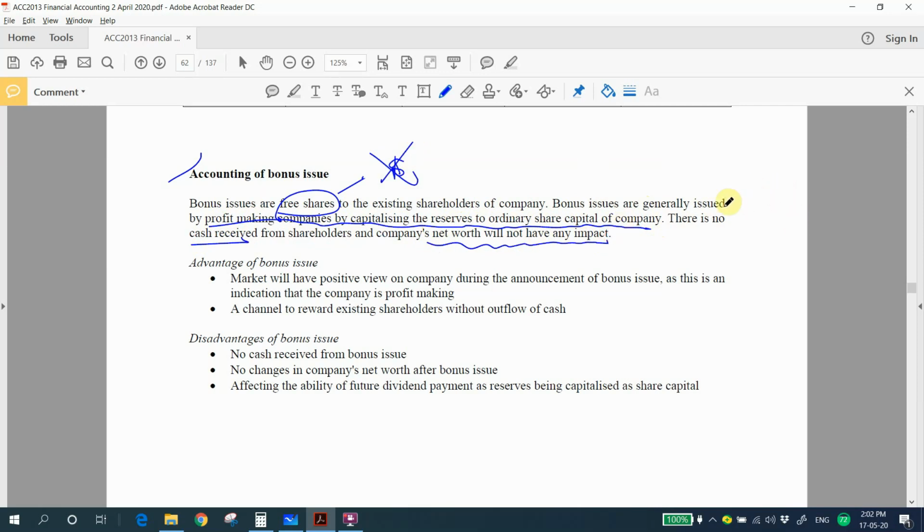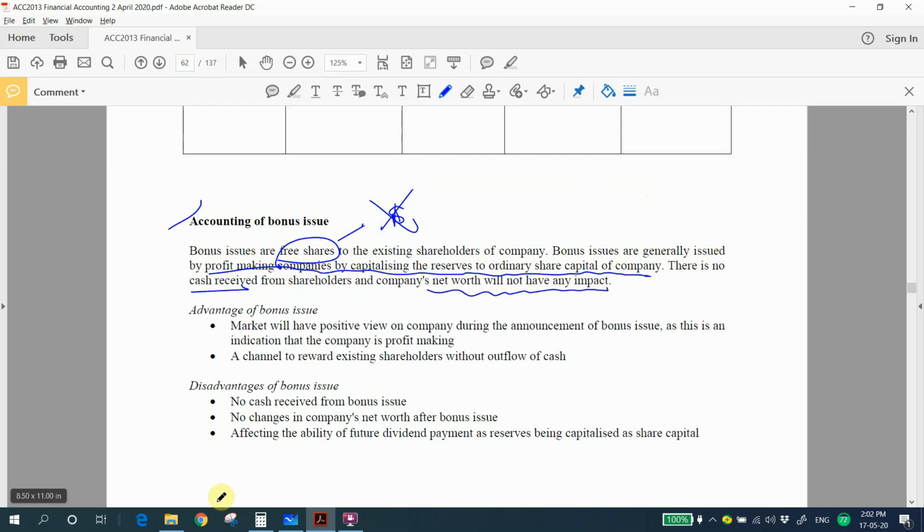So basically, when we know that the company makes money, right? When the company makes profit, the profit will go to retained earning. Am I right? So what is bonus issue? Bonus issue is to use the retained earning and distribute to the shareholder, and this bonus issue is FOC, free of charge. No amount will be received from the shareholder. So let's take a look.